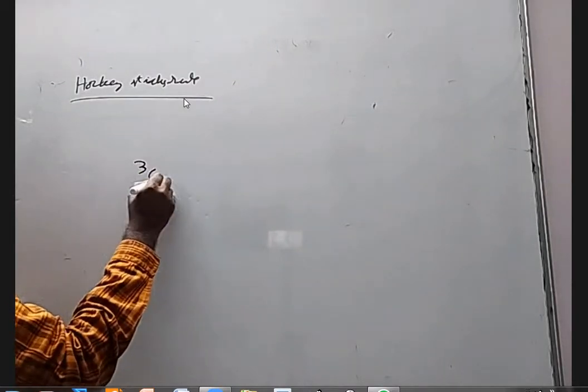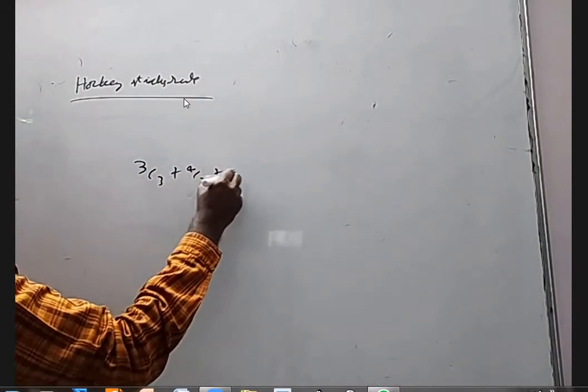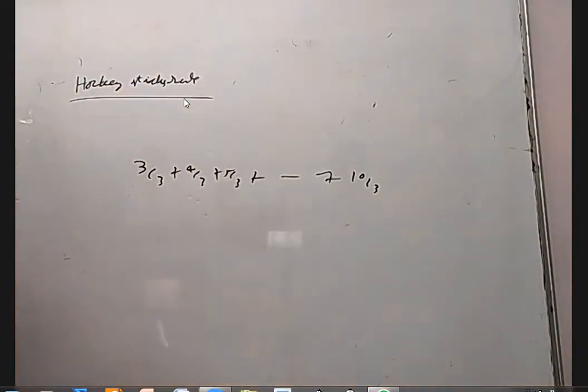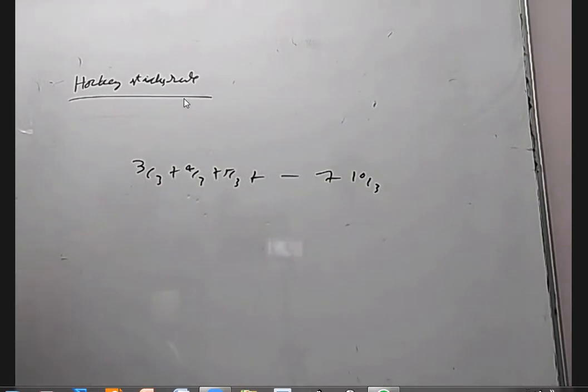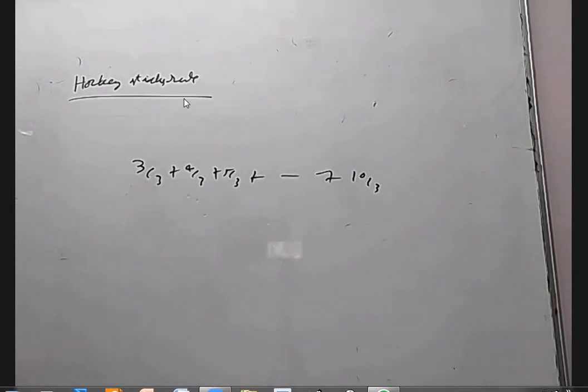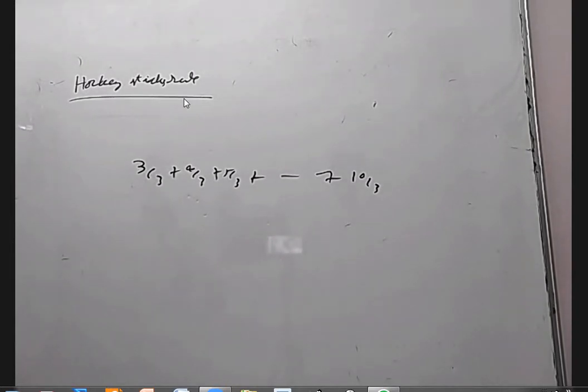That is why we have seen a question like 3C3 plus 4C3 plus 5C3 so on up to 10C3. What is the answer? Anybody remember? 3C3 plus 4C3 plus 5C3 so on up to 10C3. 11C4. Yes.